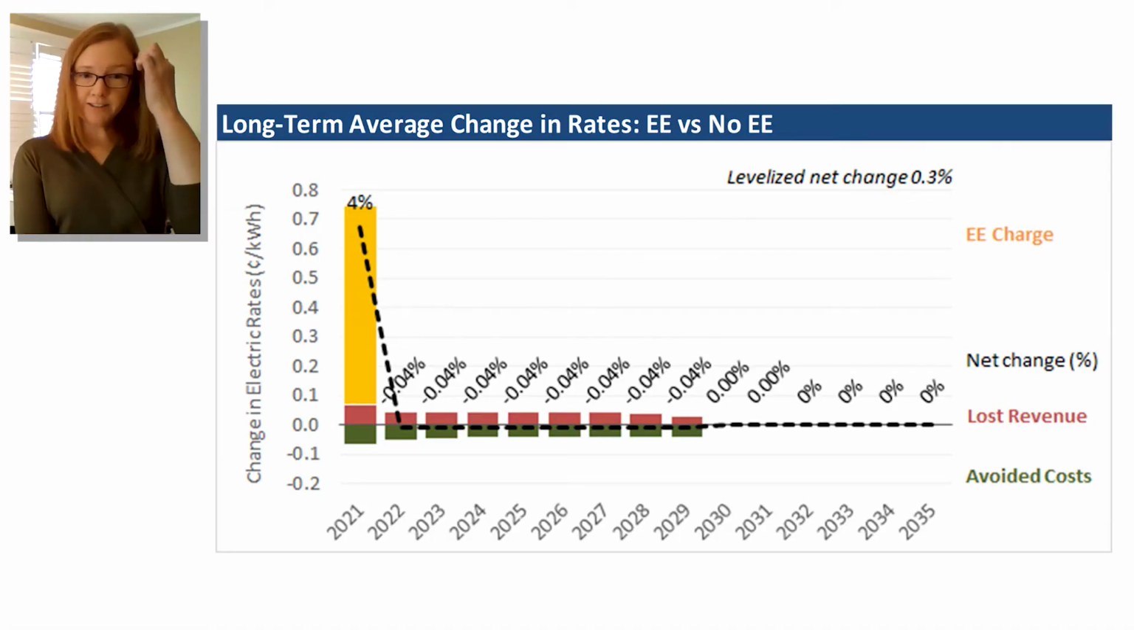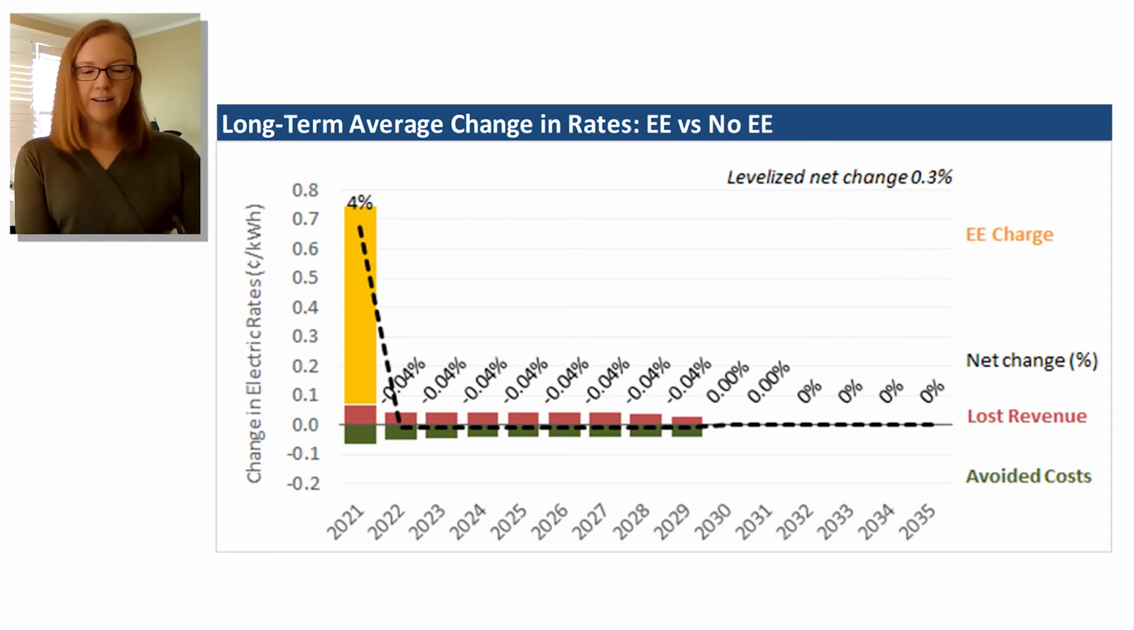So in this case, the total conclusion is that there's a small increase over time on a levelized basis in electric rates from this bundle of programs. Yes. And I should also state that this is looking at this particular program in isolation. It's not assuming any future energy efficiency programs.